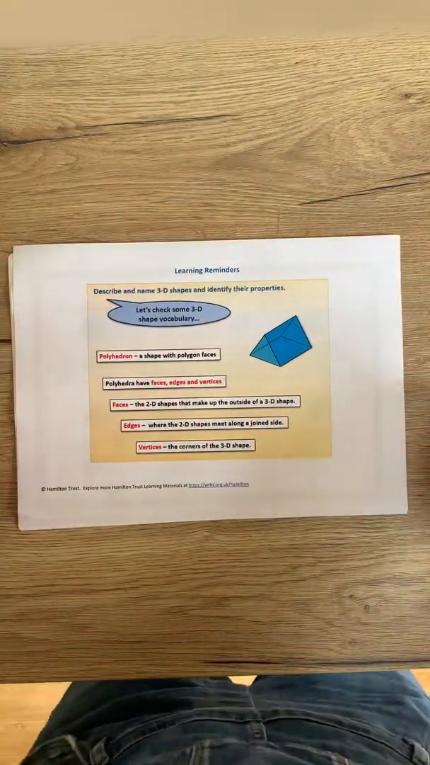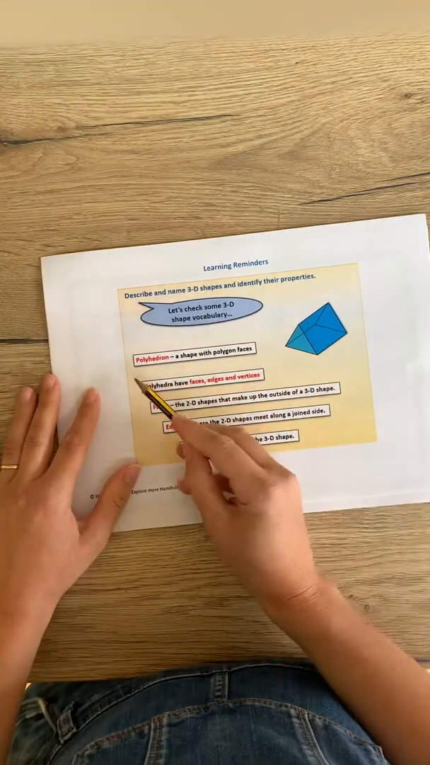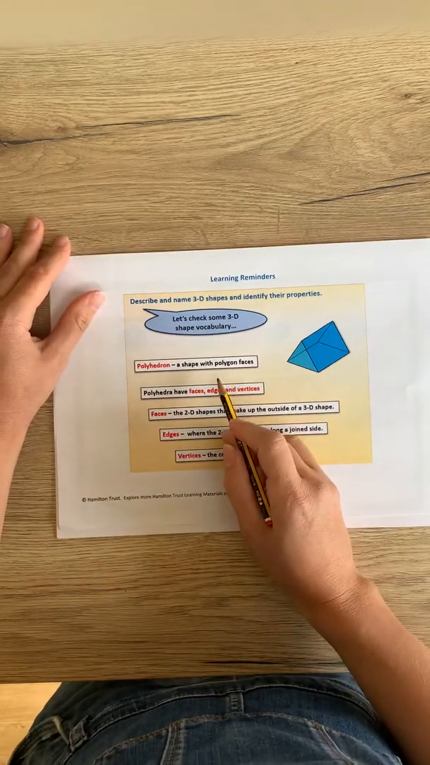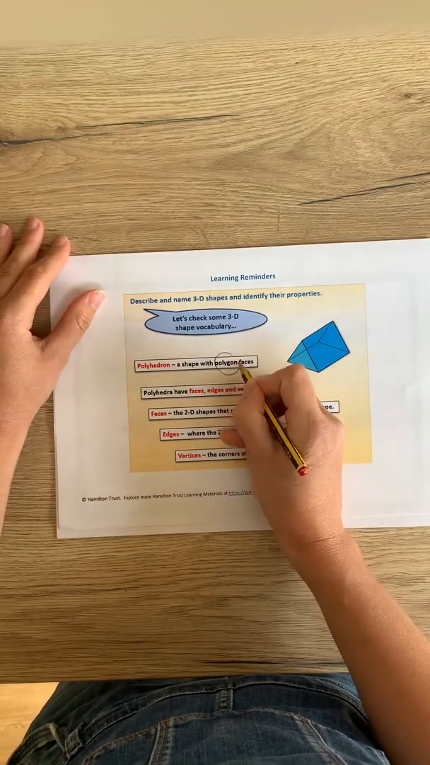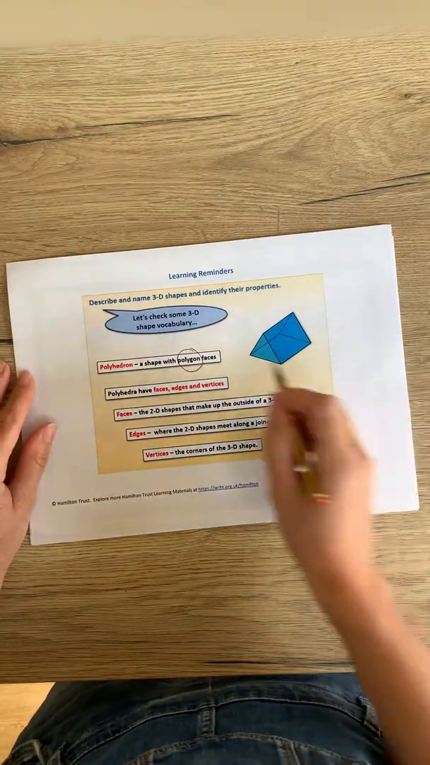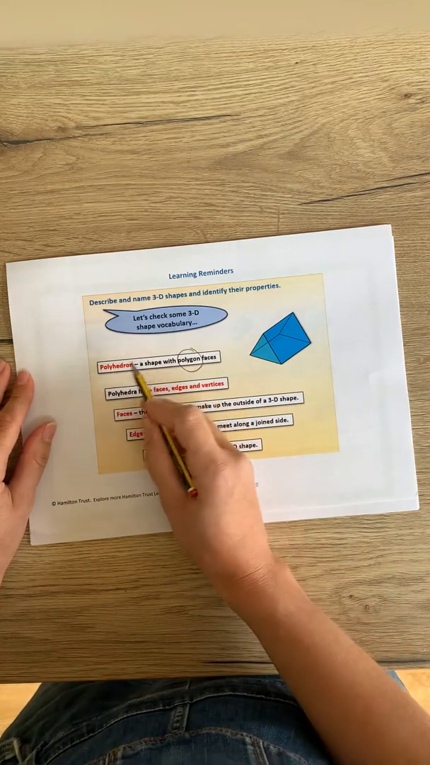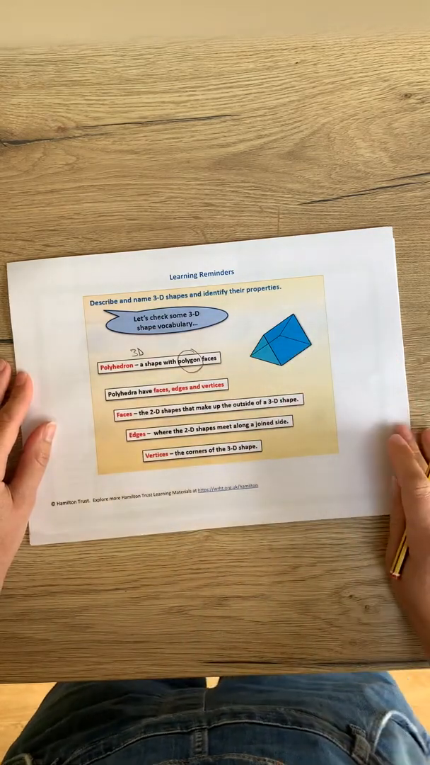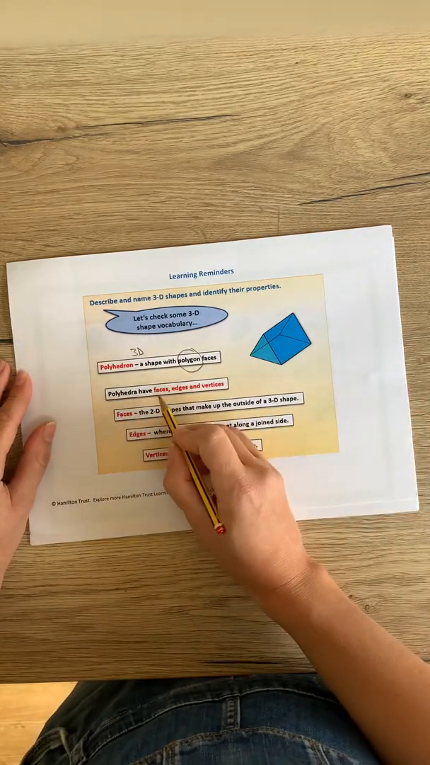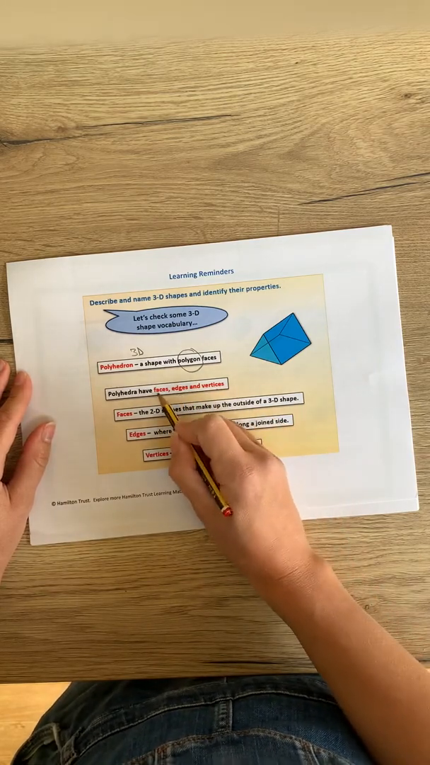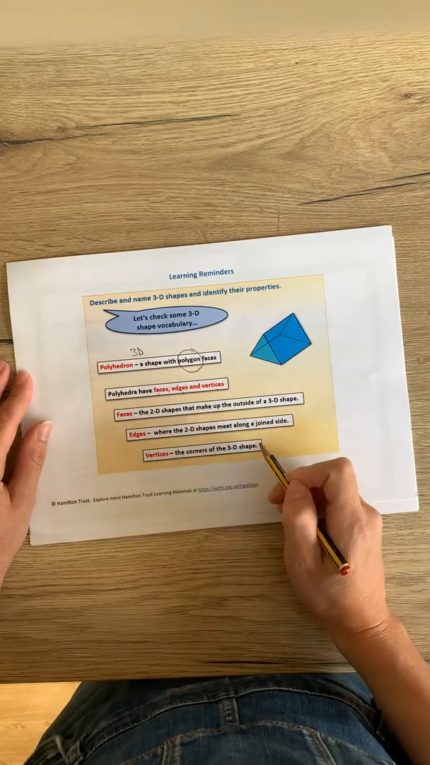Now, I'm just going to go over some vocabulary that you may have forgotten. The first of which is a polyhedron. A polyhedron is a shape with polygon faces. We reminded ourselves of what polygons were last week, and a polygon is any shape that has straight sides. So a polyhedron is any 3D shape which has polygon faces. So this would be an example.